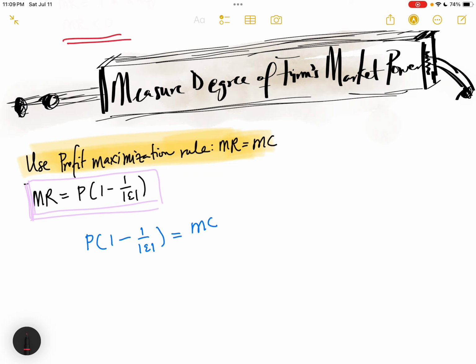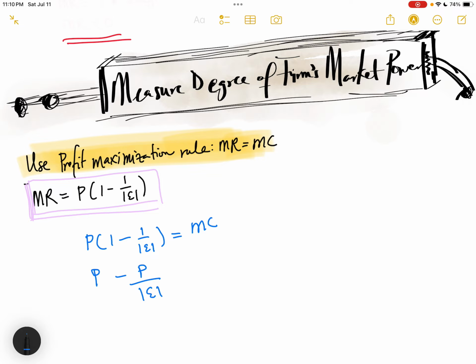The final thing we will do in this video is look at the metric we use to measure the degree of market power that a firm enjoys. It's known as the Lerner index. We use the profit maximizing rule, marginal revenue equal marginal cost. We take our marginal revenue expression and set it equal to marginal cost. So I got us started, and let's work through this.